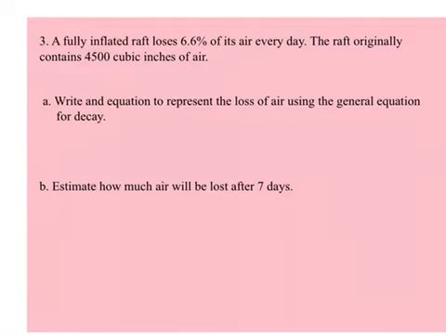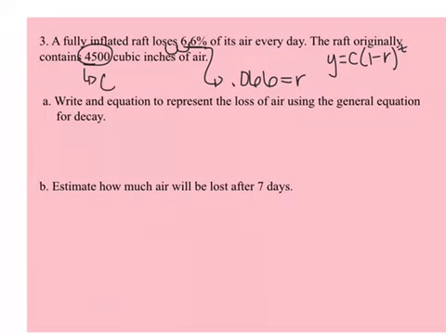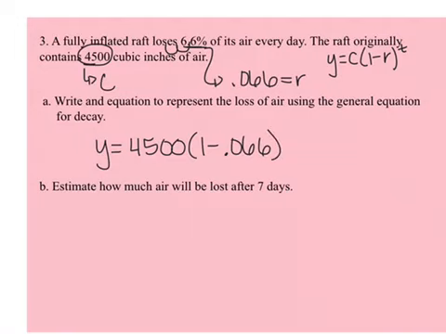I already have my initial where I started from. This is going to be my c. So I'm just going to plug things in. I get y equals c times 1 minus my rate as a decimal, not a percent. And since we are talking about time now, I'm going to use that t power. Part B then says estimate how much air will be lost after 7 days. So I'm going to go ahead and plug 7 in for that exponent.